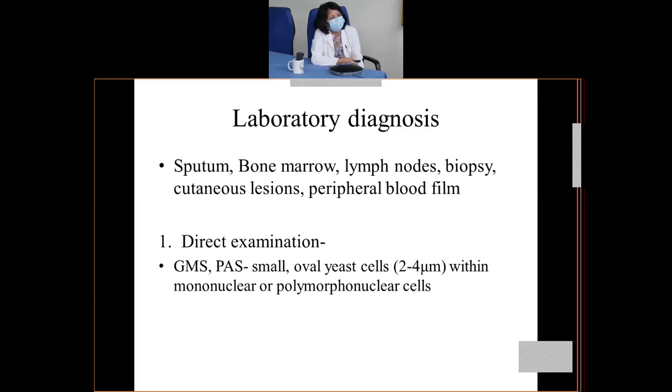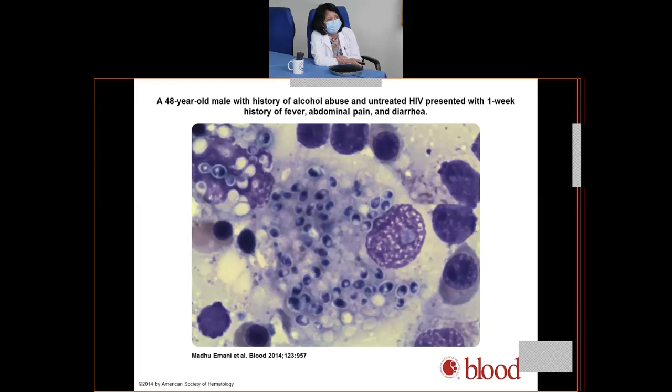So laboratory diagnosis depends on the site of infection. You can collect the sample accordingly: sputum, bone marrow, lymph nodes, biopsy samples from the cutaneous lesions, or even a peripheral blood film. In the direct examination using the GMS stain and the PAS stain, there may be small oval yeast cells, 2 to 4 micrometers, within the mononuclear or the polymorphonuclear cells. So you can see here.